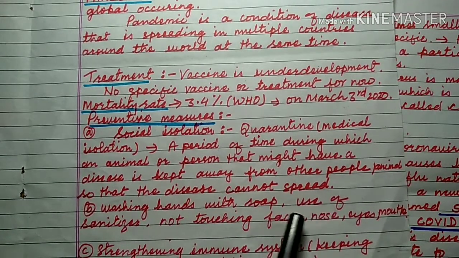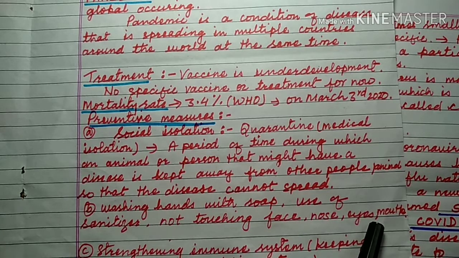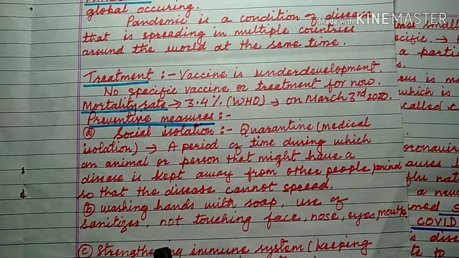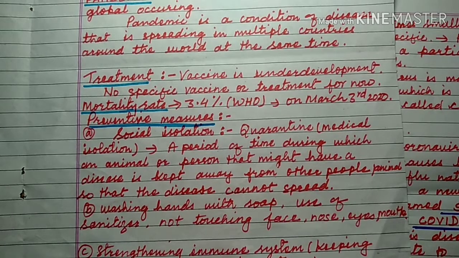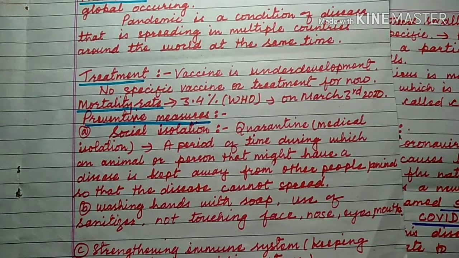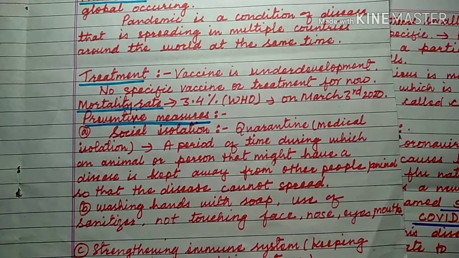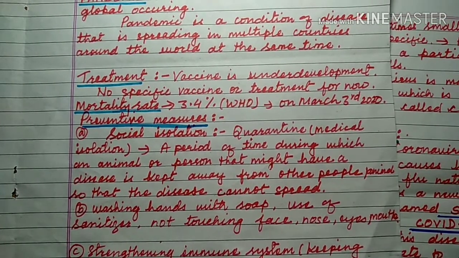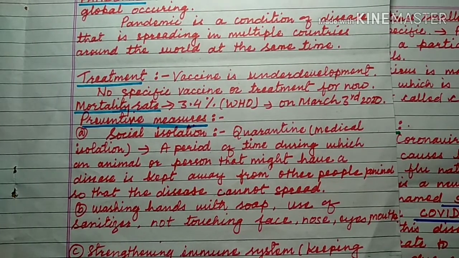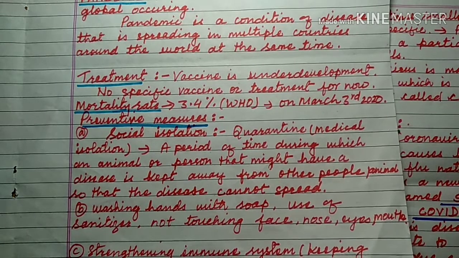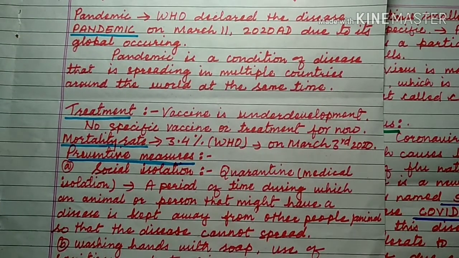And washing hands with soap, use of sanitizer, not touching face, nose, eyes, mouth, these are very important. And strengthening immune system, keeping healthy, strong, and avoiding stress. Washing hands is very important because the virus has a lipid layer on its outermost surface. Lipid layer is actually fat, so the fat can be washed away with the help of soap. So washing hands with soap is the most effective, and besides that, use of sanitizer and not touching face, nose, eyes, mouth. So these are the preventive measures.